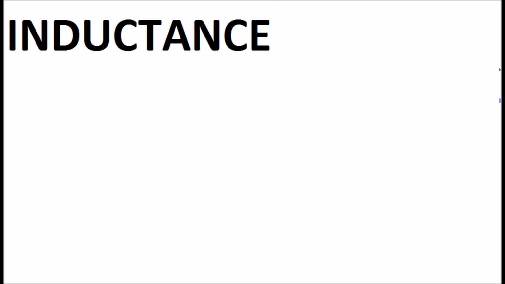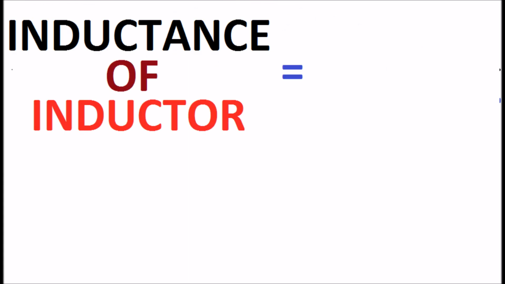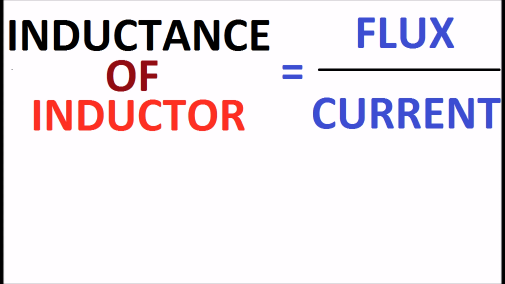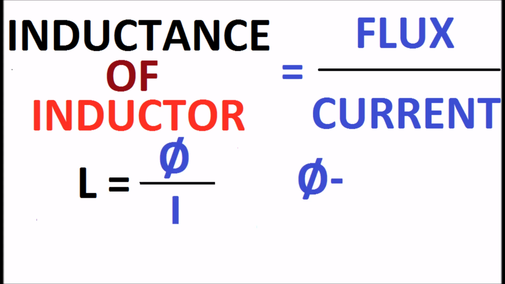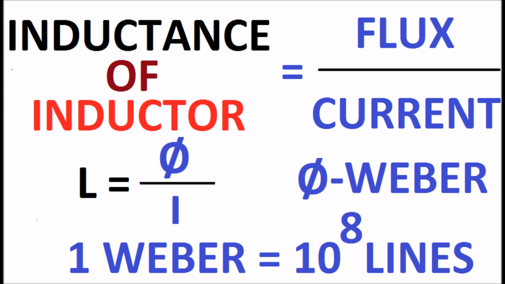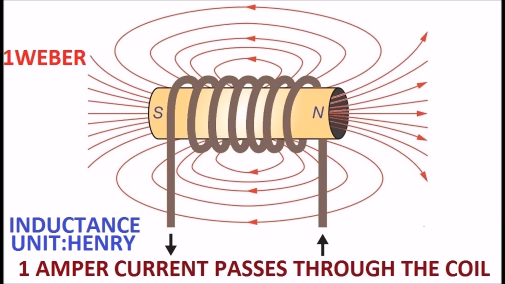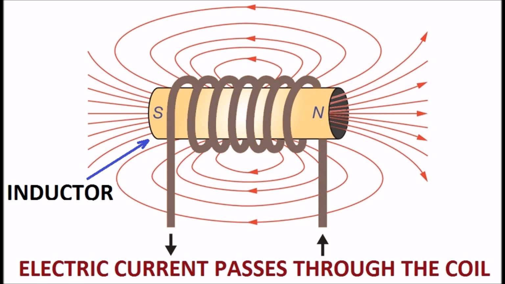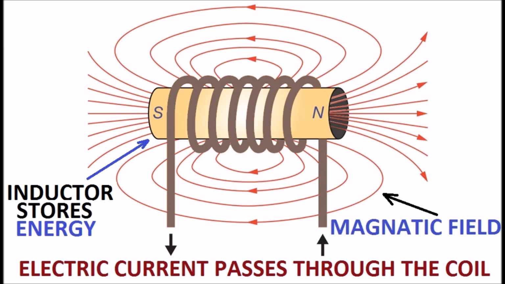The inductance of an inductor informs how much flux is produced per unit current I. The inductance is represented by L, which is equal to phi by I, where phi is in Weber. 1 Weber equal to 10 power 8 lines. The unit for inductance is Henry. If 1 ampere passing through it produces 1 Weber of flux, then the inductance is 1 Henry. Inductor stores electrical energy in magnetic field.